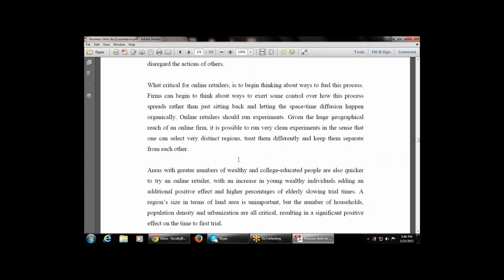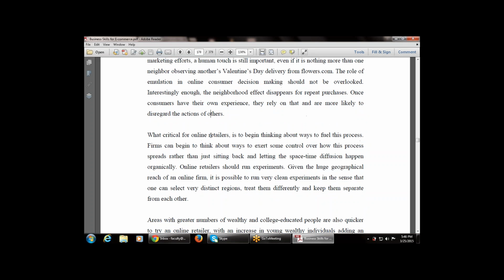Now, the next question arises: what is critical for online retailers is to begin thinking about ways to fuel this process. That is, how to do online retailing is also the main concern. Firms can begin to think about ways to exert some control over how this process spreads, rather than just sitting back and letting the space-time diffusion happen organically.